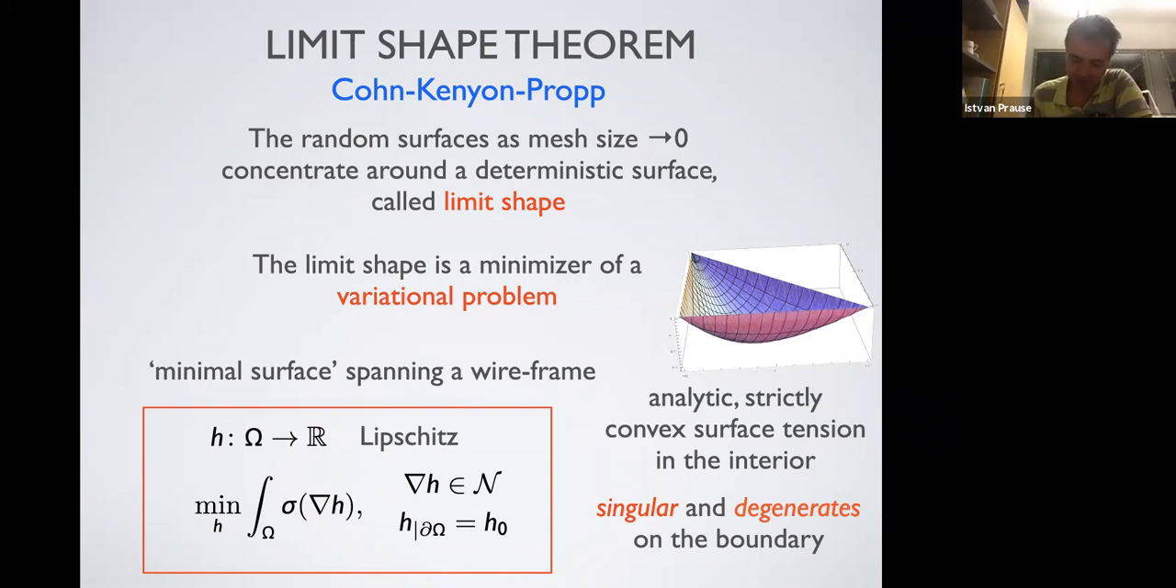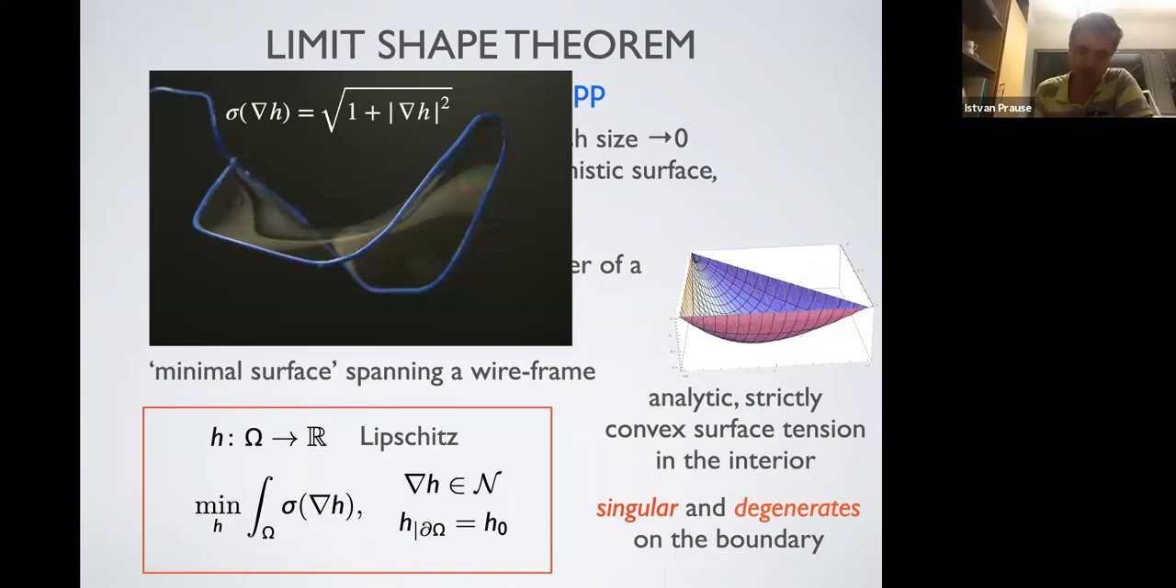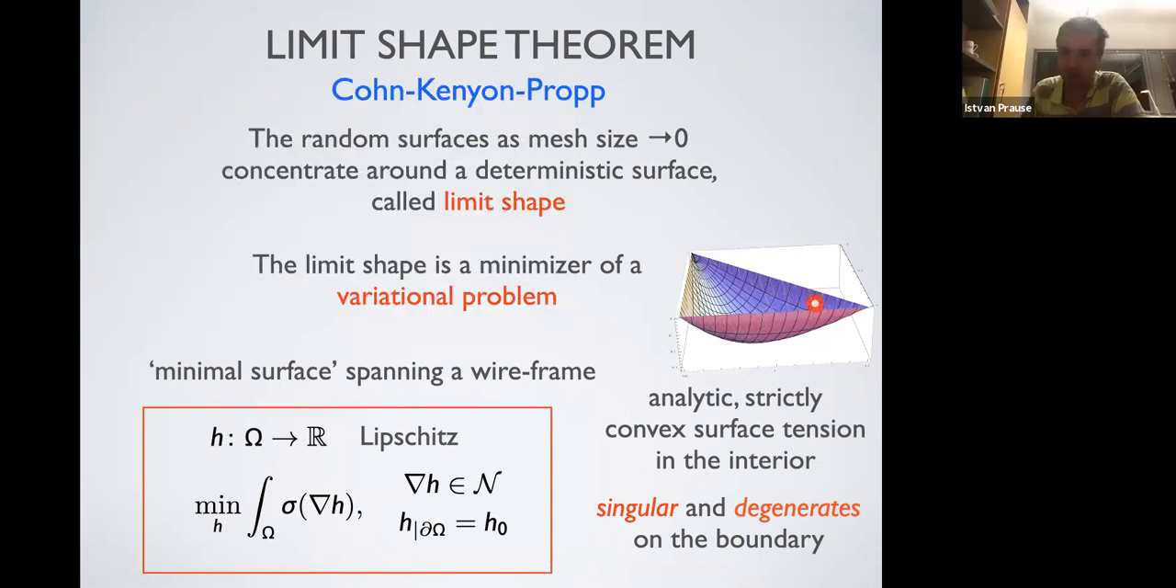You can notice, well, it's kind of a minimal surface problem. So if you would have a wireframe minimizing the volume, in that case we would want to minimize the area, the spanned area. In that case, this would be the surface tension. In our case, the surface tension is something non-isotropic and also more singular. So this is the actual picture for the lozenge tiling model.